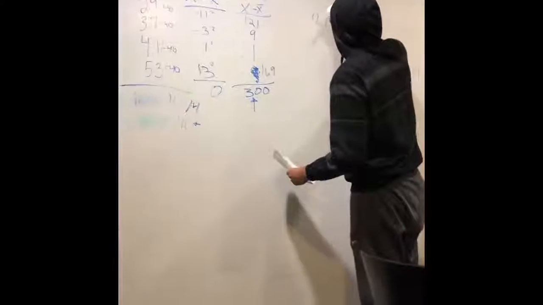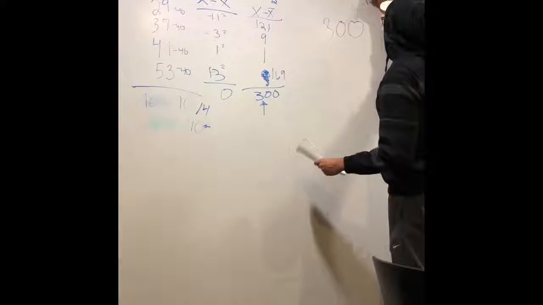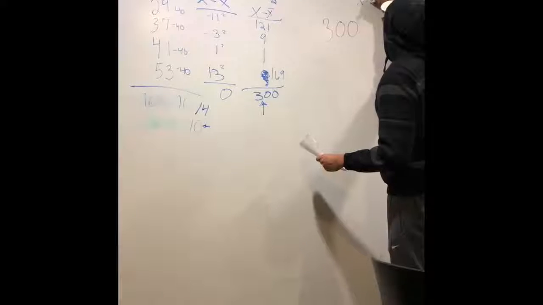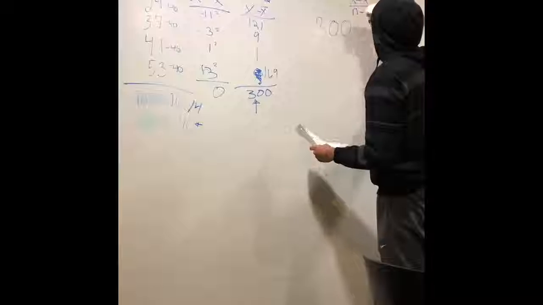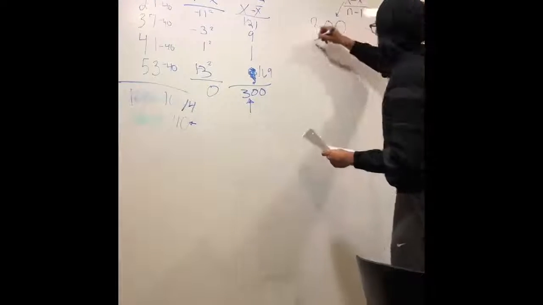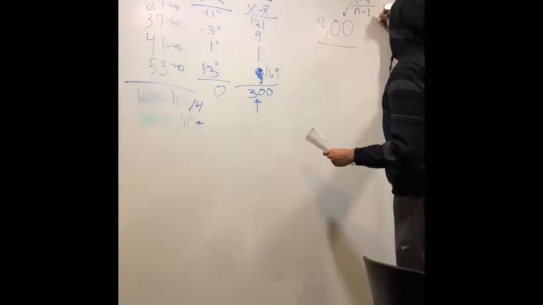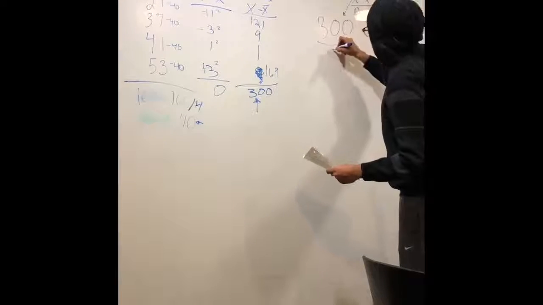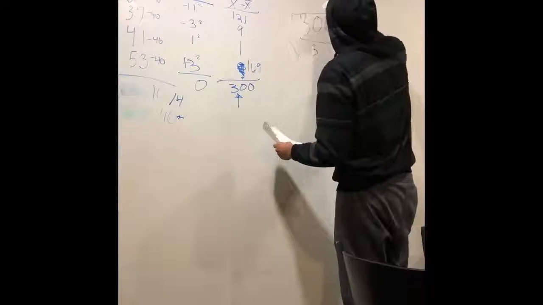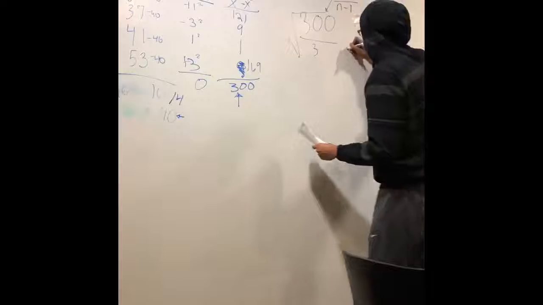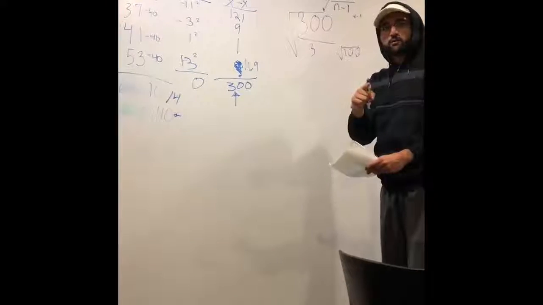How the actual problem should be set up is the sum of squares over n minus 1. Since we have 4 numbers, n minus 1 is 4 minus 1, which equals 3. 300 over 3 is 100, and we're gonna square root that. So we get 100 square rooted, that equals 10.